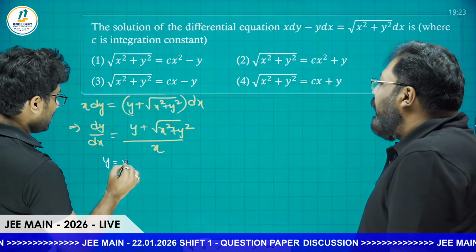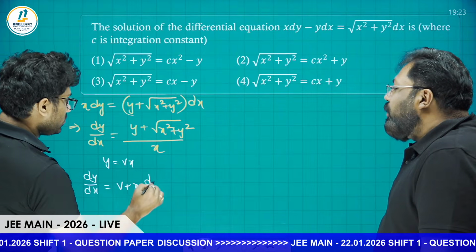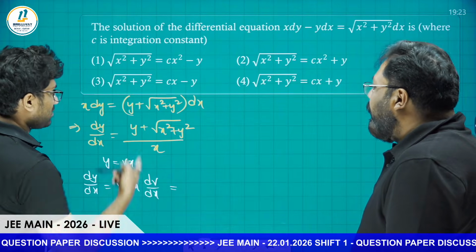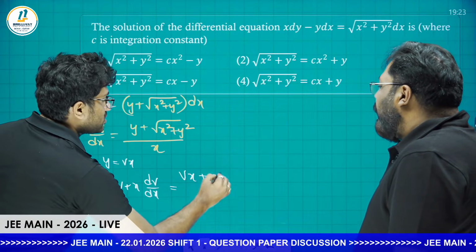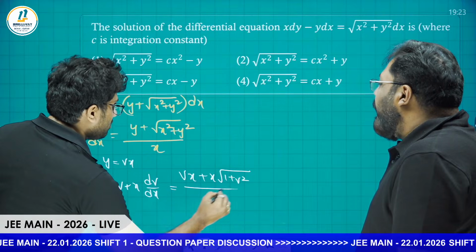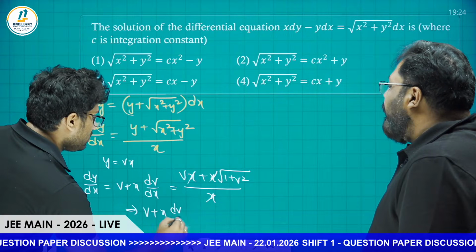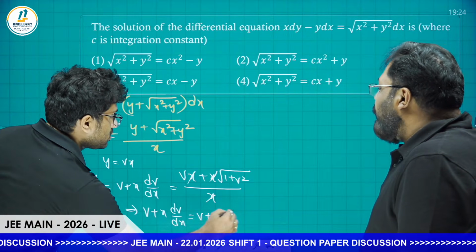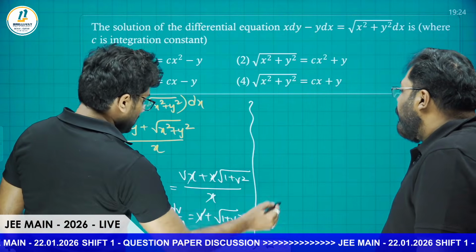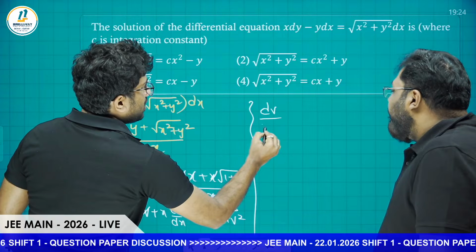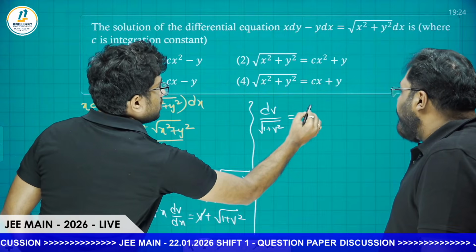Put y is equal to vx, then dy by dx is equal to v plus x into dv by dx. The same if I substitute here, y is vx plus root of x square plus v square x square. So x square common, 1 plus v square divided by x. So that becomes v plus x into dv by dx is equal to v plus root over 1 plus v square. v cancels. Now just by using variable separable, dv divided by root over 1 plus v square is equal to dx divided by x.